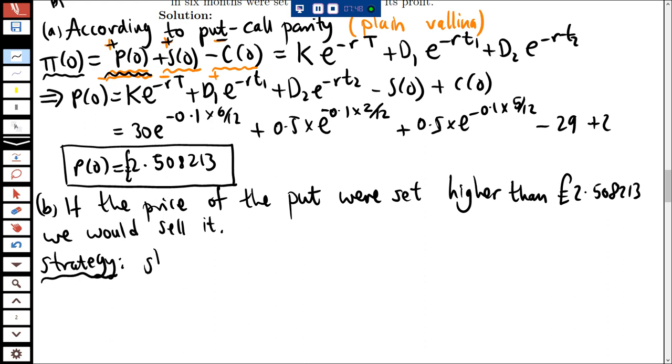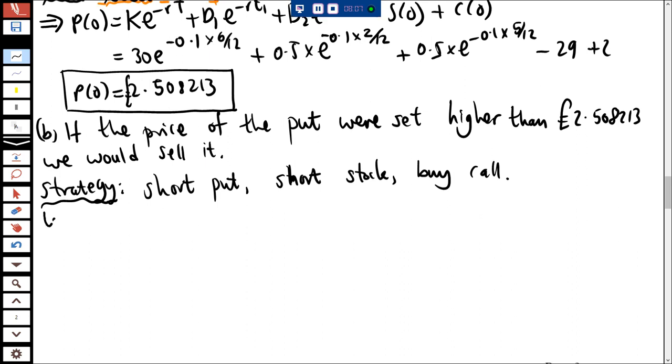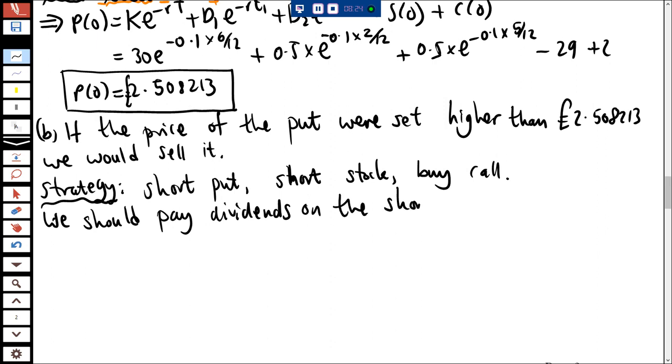The strategy is you short a put because it's expensive. You short the stock because it needs to go in the same direction as the put, and you buy the call because it needs to go in the opposite direction. Okay, one thing we need to factor in here, there's dividends. So we should pay the dividends to the holder, which we've gone short. So we pay dividends on the short sold stock.